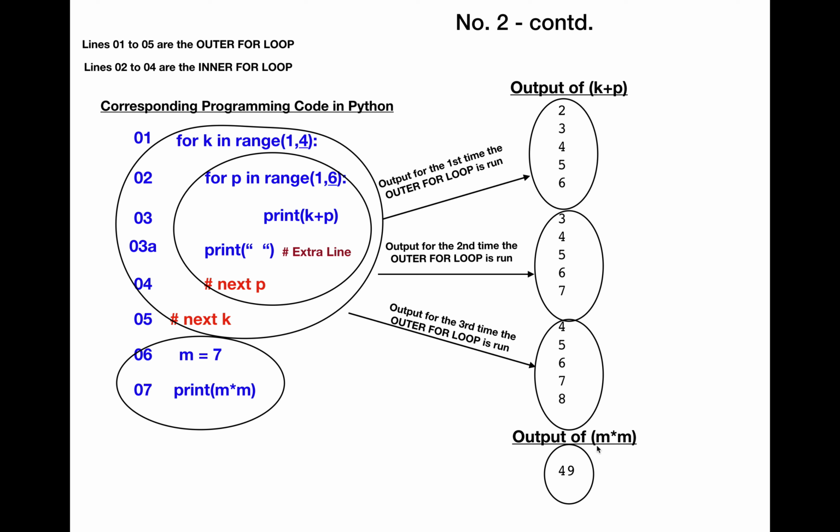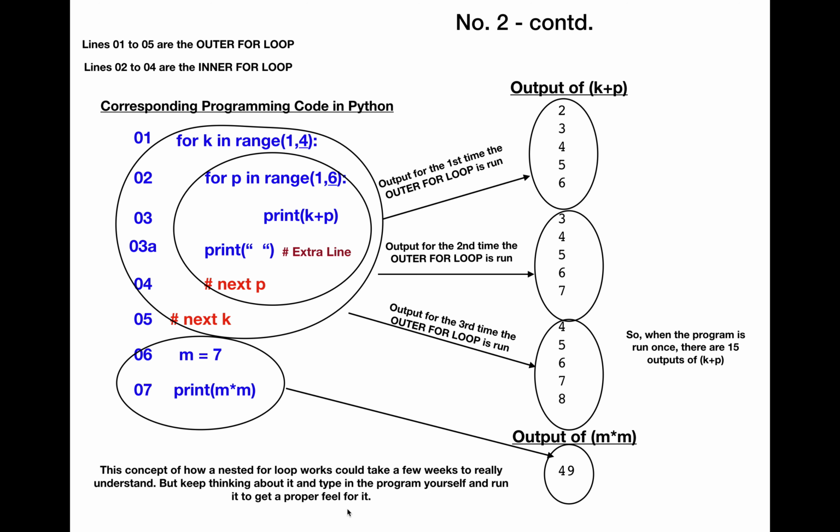And then you have output of m star m, which is for lines 6 and 7, which you have the number 49. So when the program is run once, there are 15 outputs of k plus p. If you count this, there are 15 numbers.